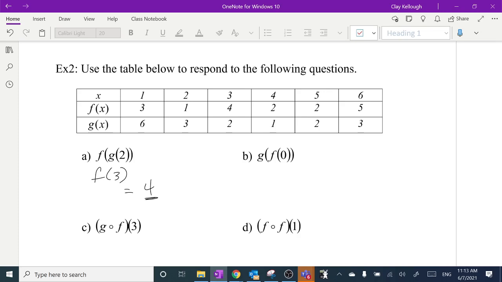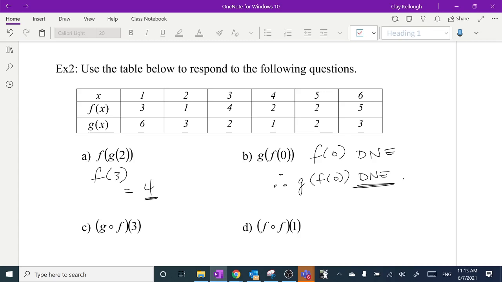What do we do with b? What's g of f of 0? Well, problem, f of 0 is not in the function. So, remember what D and E stands for? F of 0 does not exist. Therefore, g of f of 0 does not exist either. So there's no answer for that one, no solution.